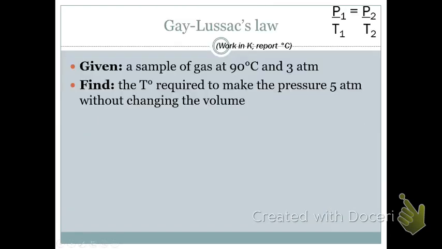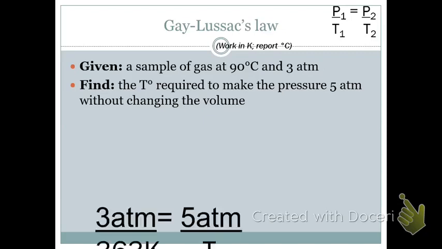All right. Your turn. Here you have a sample of gas at 90 degrees Celsius and 3 atmospheres. Find the temperature required to make the pressure 5 atmospheres without changing the volume. Go ahead and pause the video. Do the problem in its entirety. Remember to convert it back to degrees Celsius. And then check and see if your answer is correct.